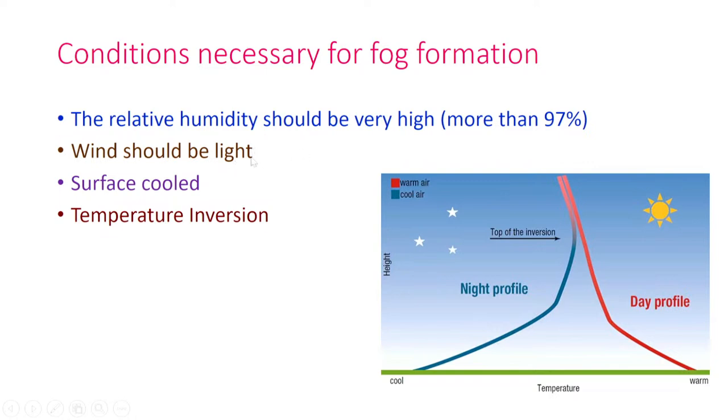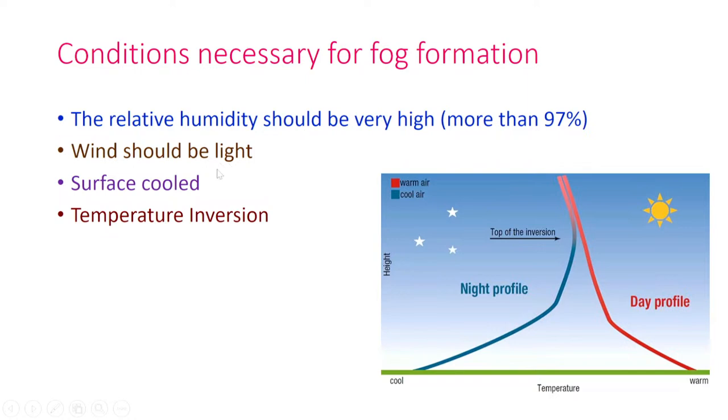You know why? Because if winds are high, then the air which has been cooled due to its contact with the cold surface will move, it will change its place. If it changes its place, then it may go to some other surface which is not so cool, so that it may not lead to the formation of the fog. Therefore, wind should be very light.